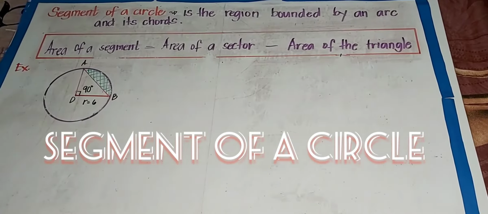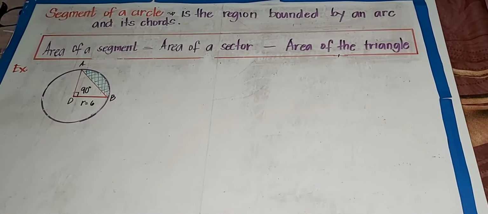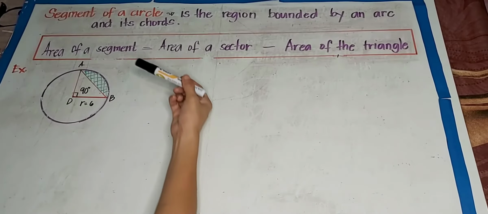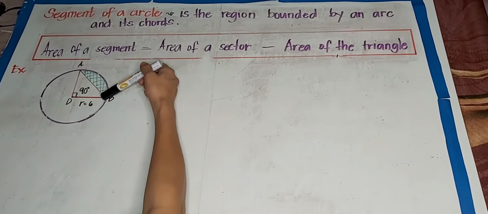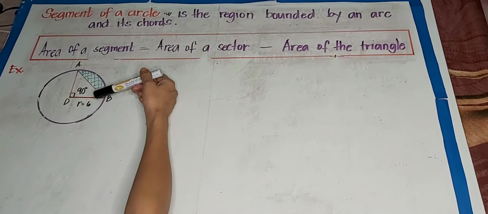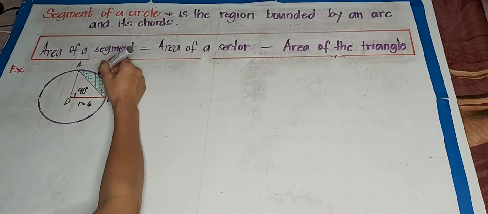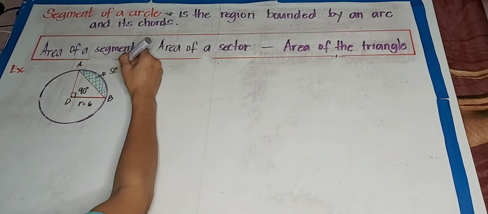Segment of a circle. Segment of a circle is the region bounded by an arc and its chord. So looking at our illustration, we have chord AB and we have arc AB. So the region bounded by the arc and its chord is called a segment.